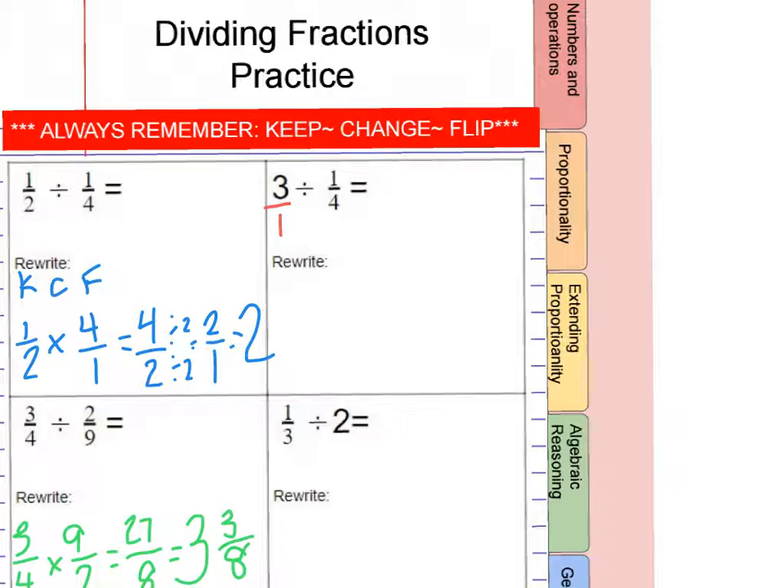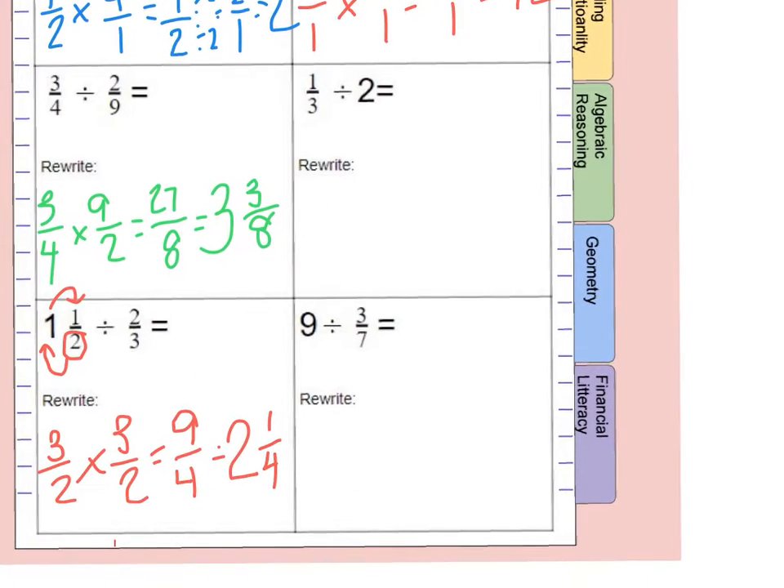So we're going to do the same thing. So keep the first one. So keep 3 over 1. Change division to multiplication. And then flip our fraction over. So instead of 1 over 4, we're going to have 4 over 1. We just flipped it on over. Now we're going to multiply across. So 3 times 4 is 12, and 1 times 1 is 1, and 12 over 1 is really equal to 12.